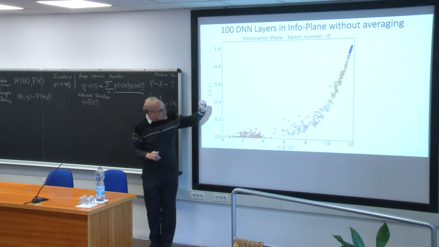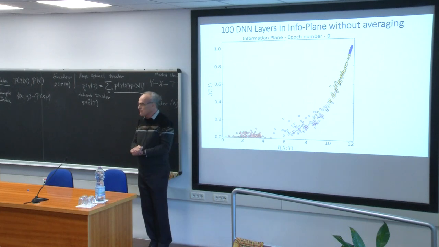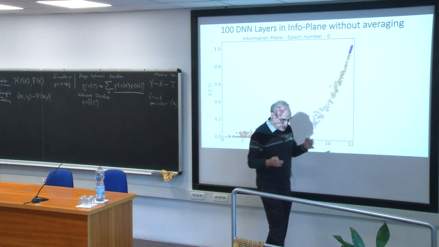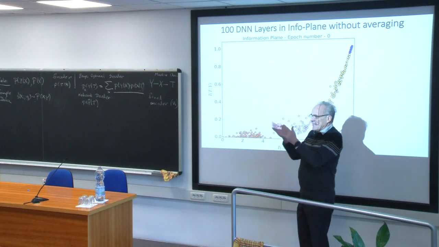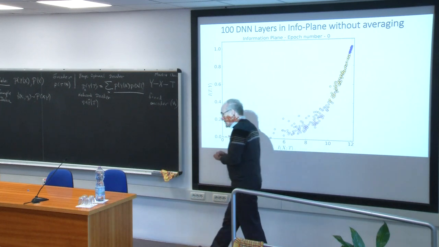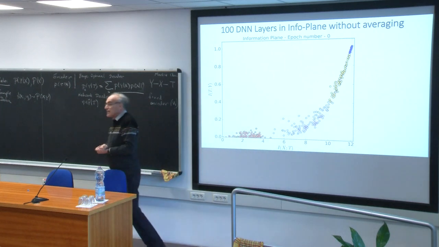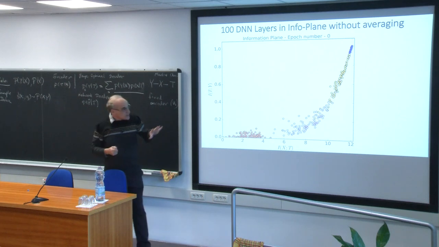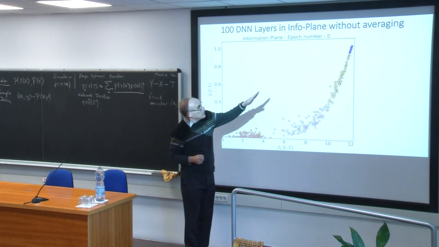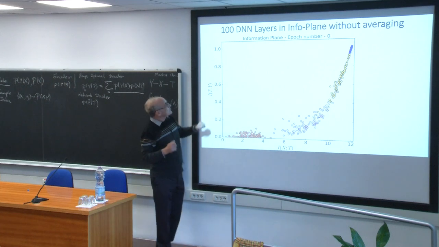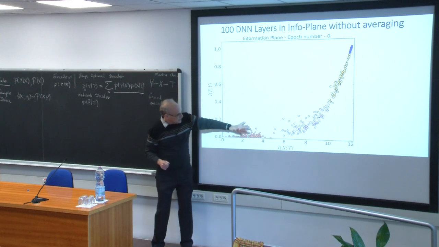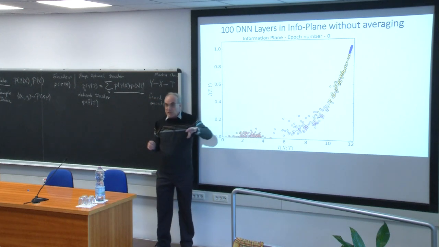Now, there's a delicate issue of how you really estimate this information, but I don't want to discuss it now, I'll discuss it later. We do it by essentially binning the units of the layers and discretizing everything. And I argue that this is not important. This is a very good proxy to the true information, even if you don't discretize it. I'll come back to this later, but that's why you see this very sharp drop, and you see this very nice concentration of all the layers.